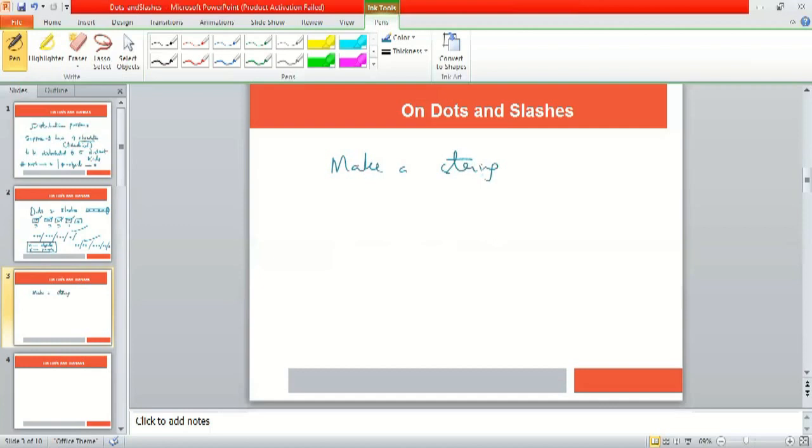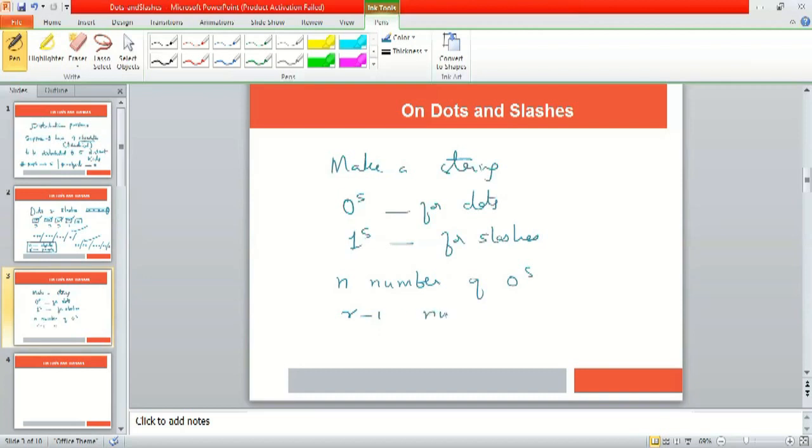Let's make a variation of that. Dots could be represented as zeros and ones for the slashes. So basically, I'm looking at all kinds of strings with n number of dots or zeros and r minus 1. Remember, I said the slashes are 1 less than the total number of people. So r minus 1 number of ones. Each of my representations may look like, for example, 0 0 0 1 0 0 0 1 0 0 0 1.